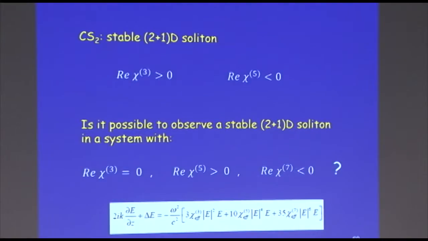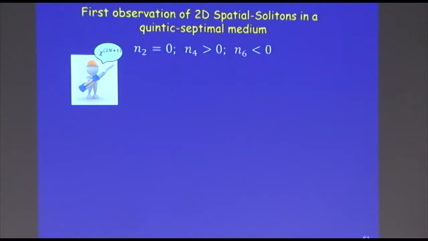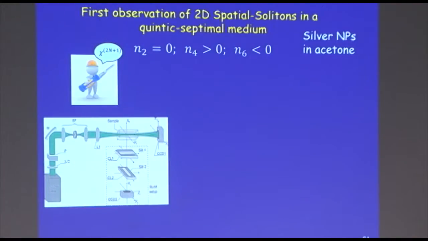Terms that I have to select. Okay. So let's look at that. So that's nonlinearity management. That's the reason I have this 2 here. And in this case, I have this: N4 positive, N6 negative. Put silver in acetone and do the experiment. The setup is similar to the one that I showed in the first class. I have the beam passing here, and we look at the beam in the transverse direction, and also the transmitted direction.